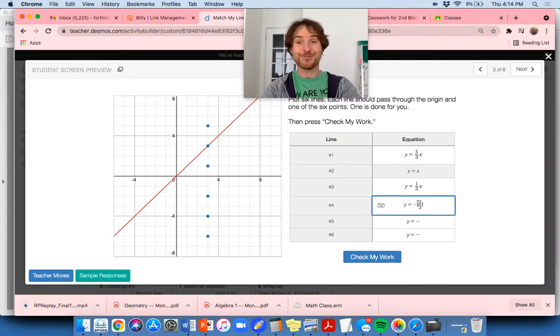Don't forget the x, though, right? Because that's the slope attached to the x, the independent variable. You multiply by negative 2 over 3, gives you the dependent variable, gives you the y output.